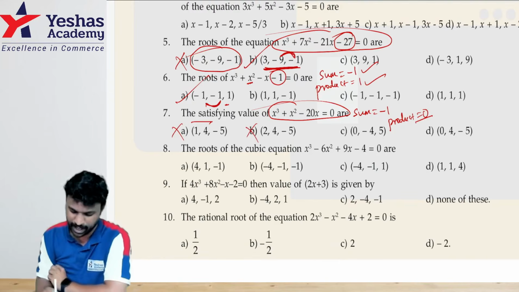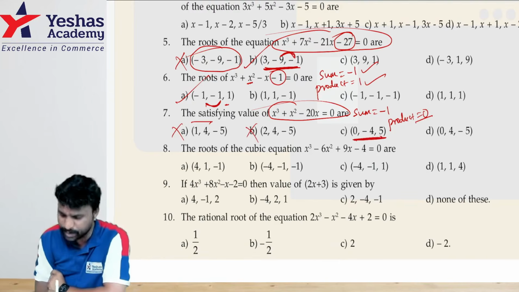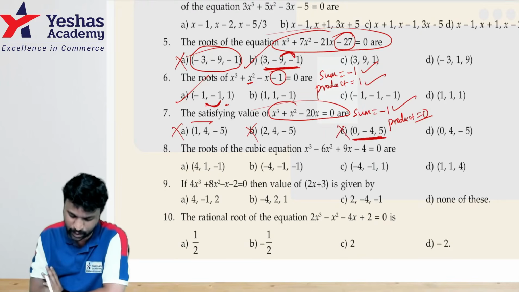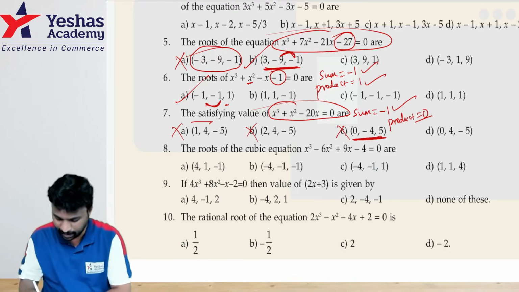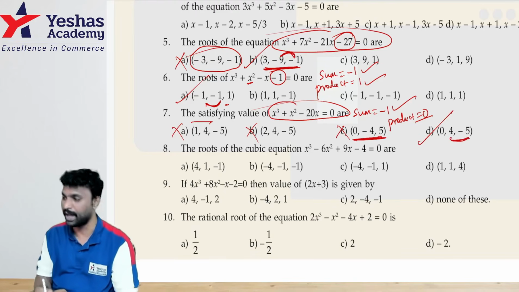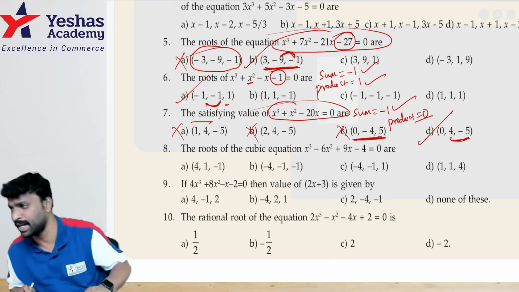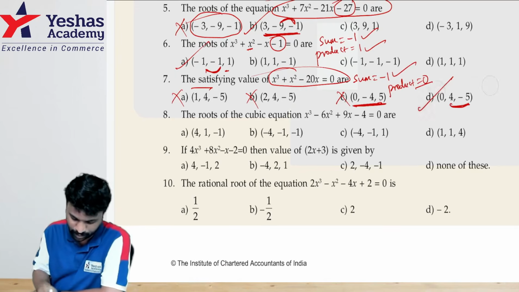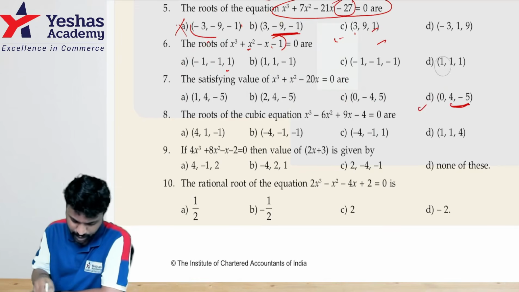Now option C. Guys, when I add these three roots, what is the sum I will get? Plus 1 because minus 4 plus 5 is plus 1. But here the sum is minus 1. So option C doesn't satisfy. Clearly, it should be option D because 4 minus 5 is minus 1. The sum gets satisfied and the product anyway is 0 because one of the roots is 0. You understood? Guys, moving on to the next question, that is question number 8.